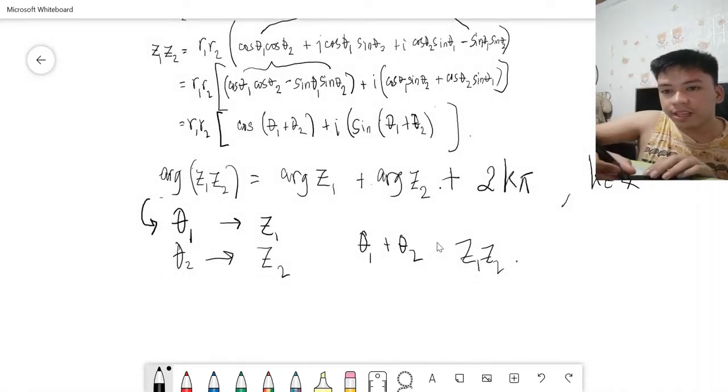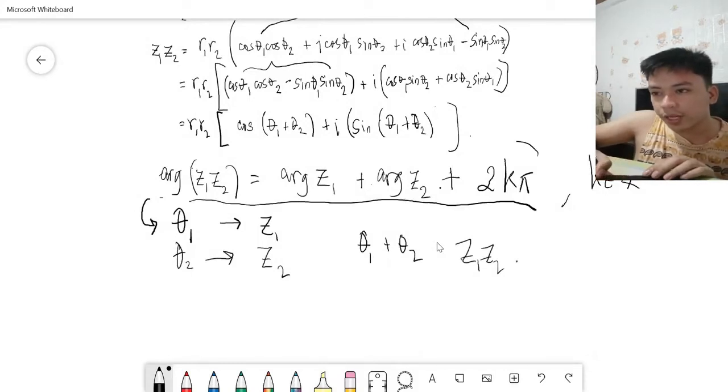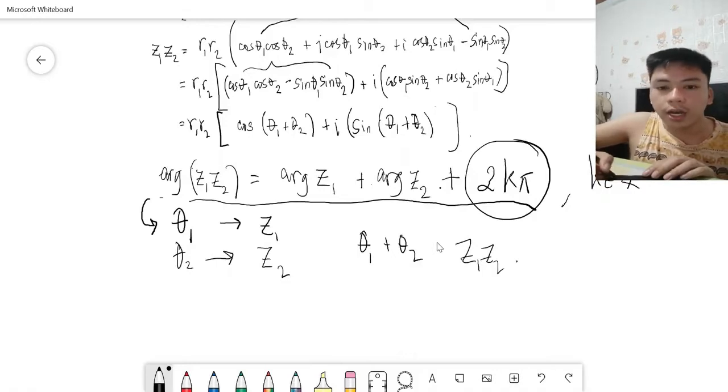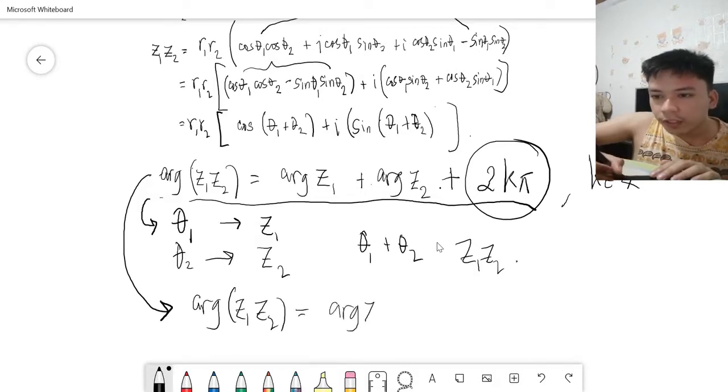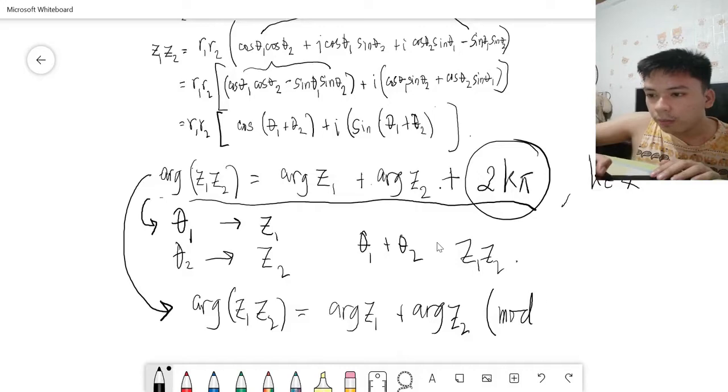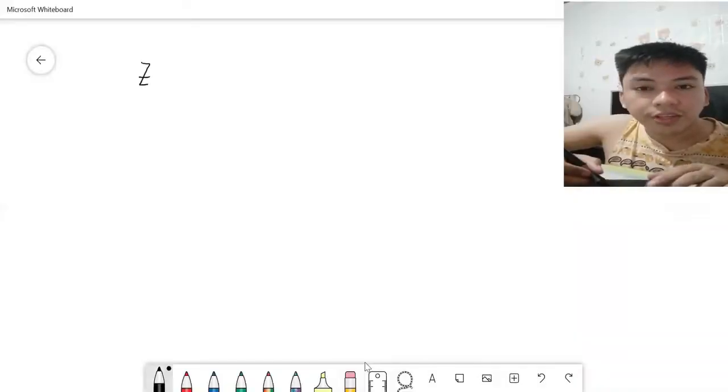Now, this is our argument of the product of z1 and z2 here. So that is actually up to a multiple of 2 pi, because of course argument is not uniquely determined. We can just write this as argument of z1 z2, that's argument of z1 plus argument of z2 mod 2 pi. That's it.